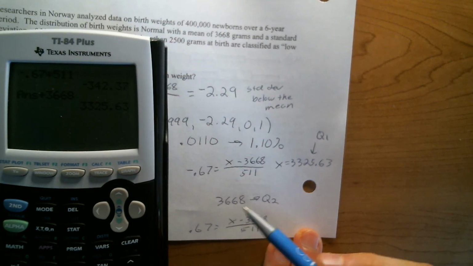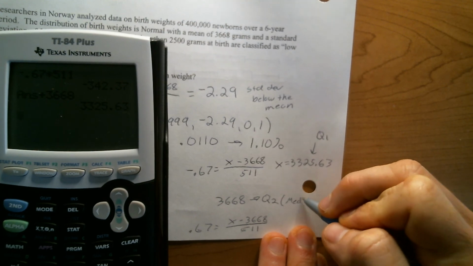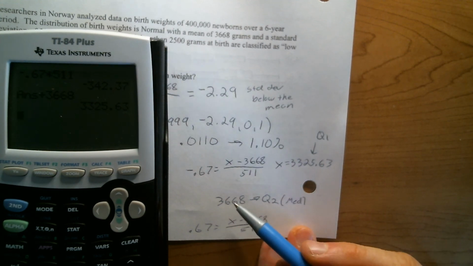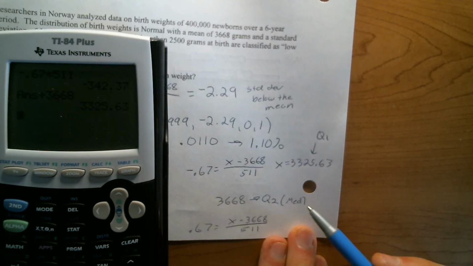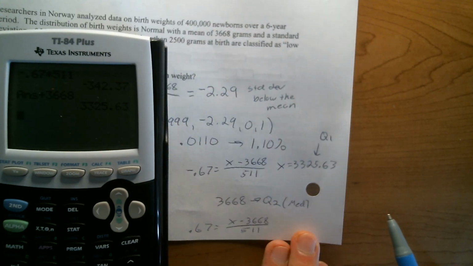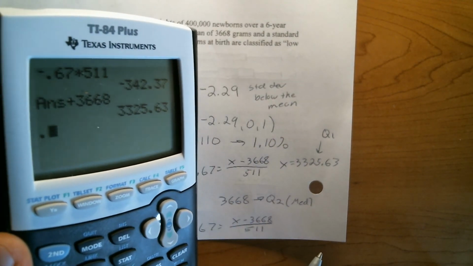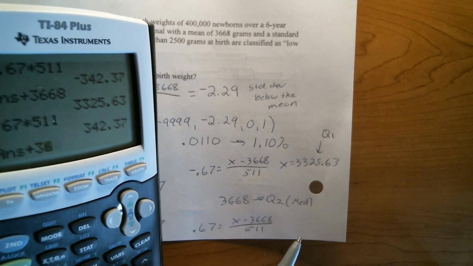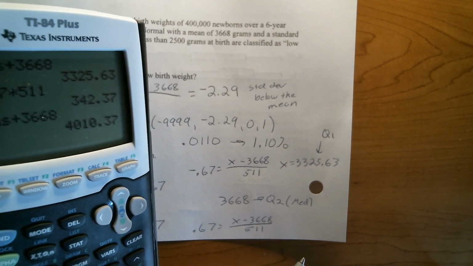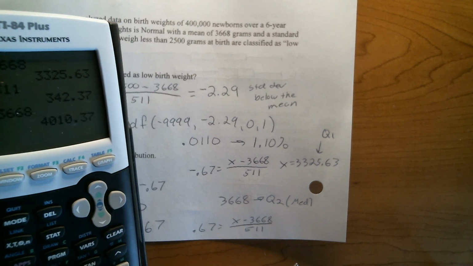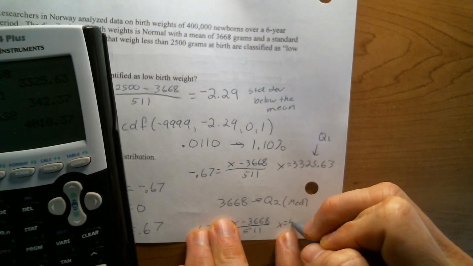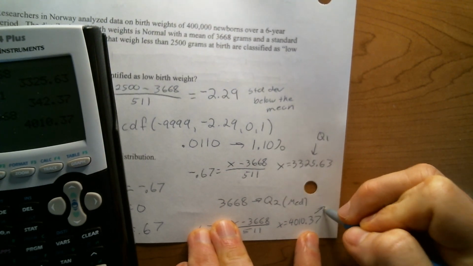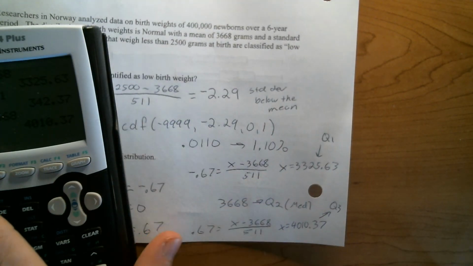That's my median. Because remember, when things are perfectly symmetric, the mean and the median are the same, which a normal distribution is perfectly symmetric. So the median and the mean are exactly the same. And then the last one, it's just positive 0.67 times the 511 plus the 3668, which is 4010.37. So x equals 4010.37. And again, this would be my Q3 value.